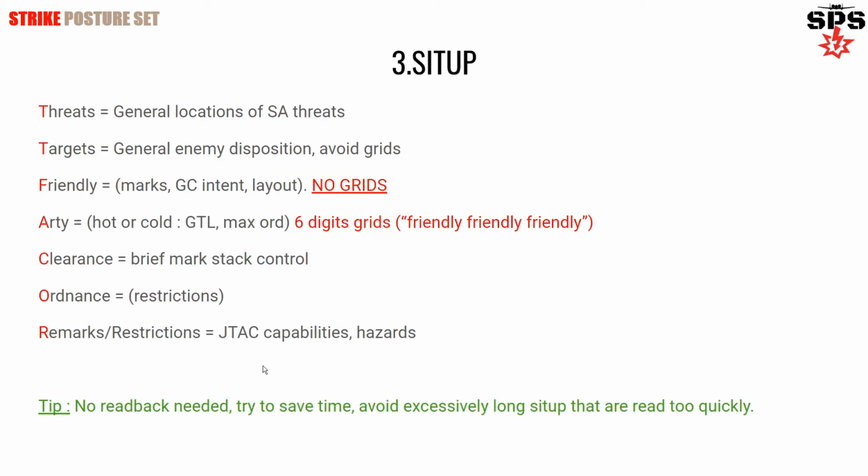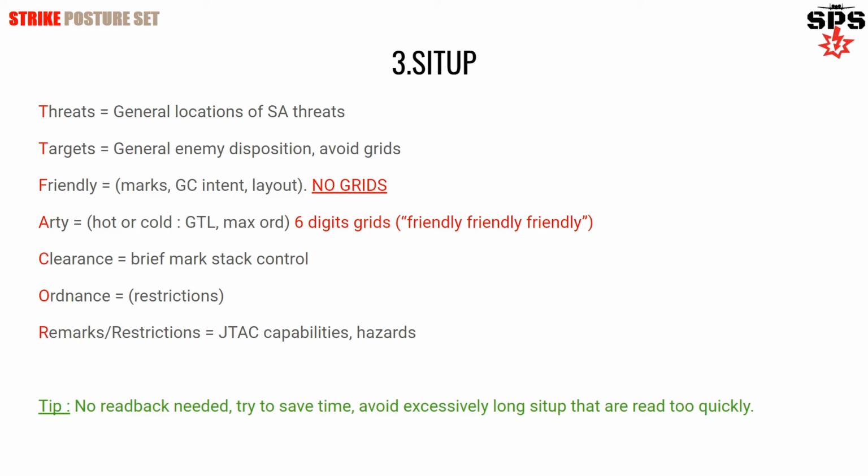So now we'll talk about the situation update. There's a Nemo technique. Actually, there are 2 of them, but I think this one fits the bill pretty well. So that's the one I use all the time. It's TT FACOR. The first T is concerning threats, so that's what the JTAC will give. On the 3rd step, just after the check-in is done, the threats, so general locations of surface-to-air threats. You don't want to give grids, just give the general location on the battlefield. You just need to be concise and clear.